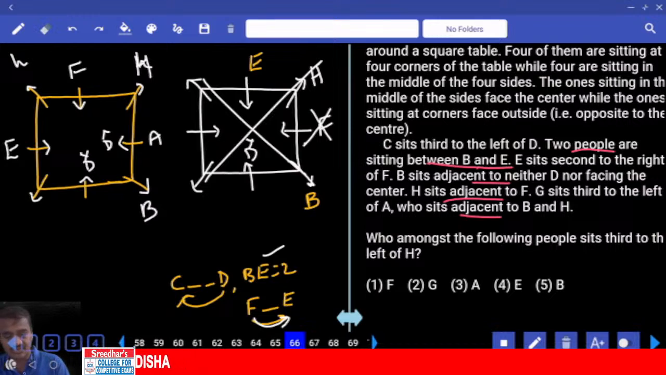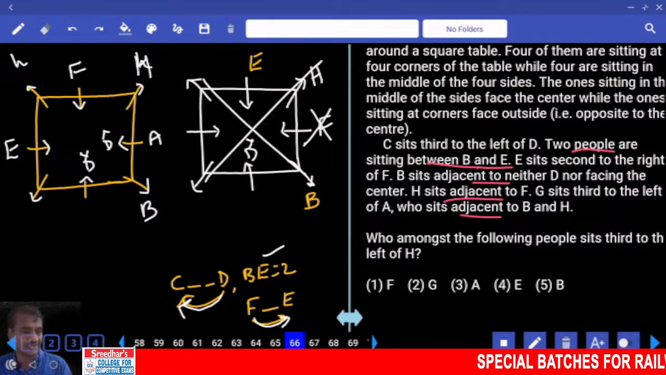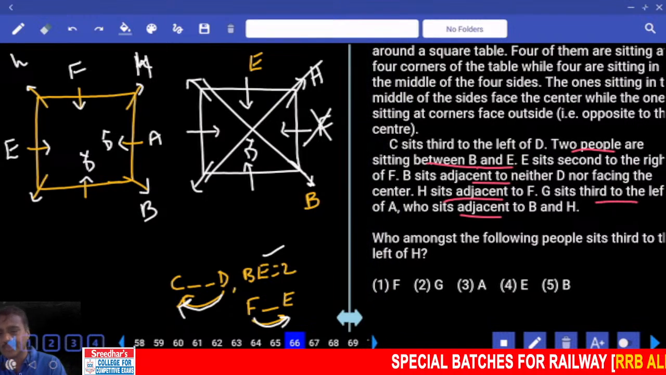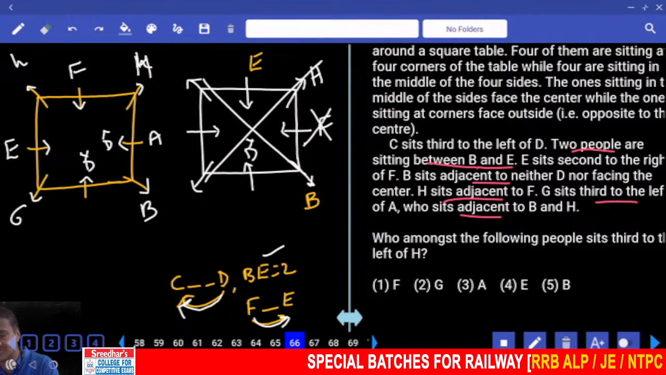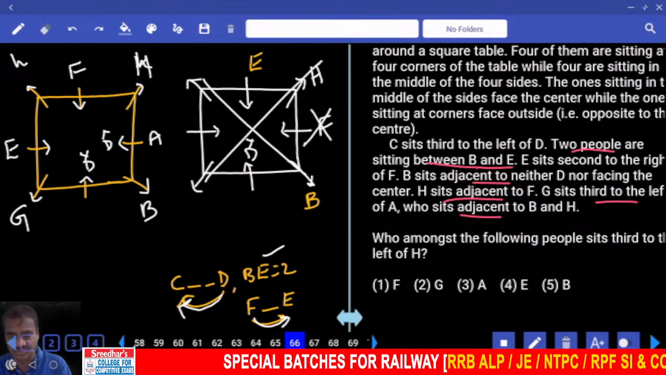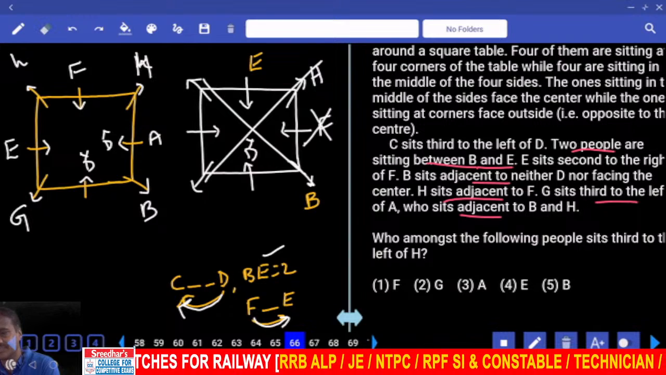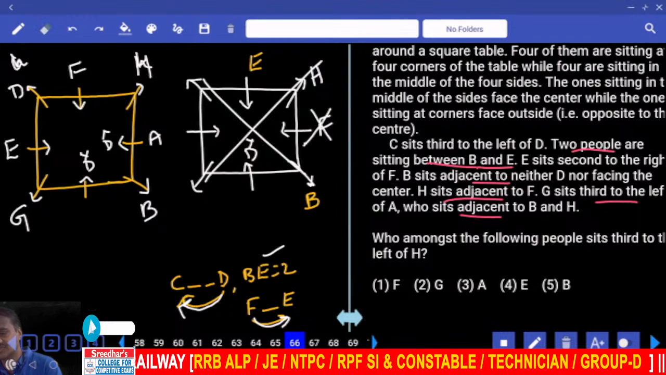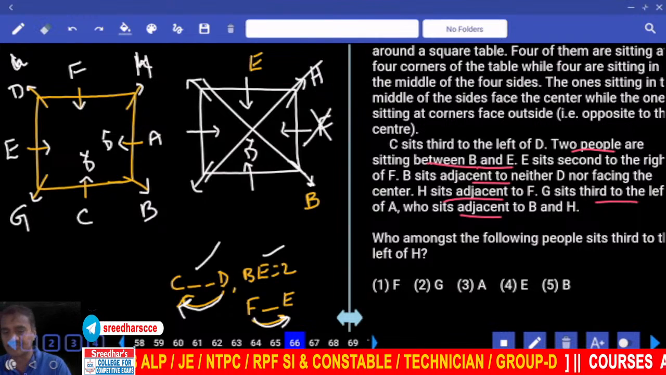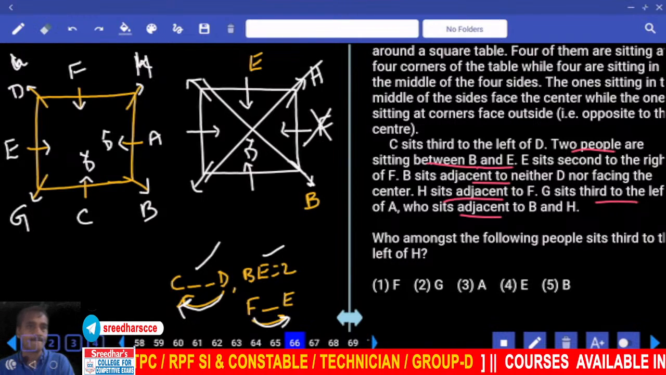Then what is the other information we have? Now D and C. G sits to the left of E. G is seated to the left of E. G is here. Now the relation between C and D: D cannot be at this place, so D must be here. Now D is here. Now C sits to the left of D. This is the final arrangement. Done?